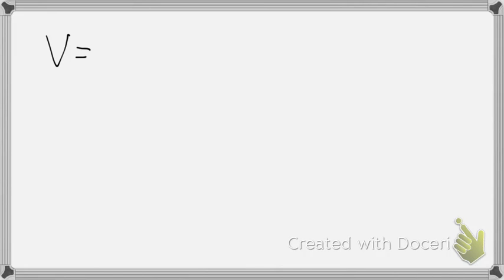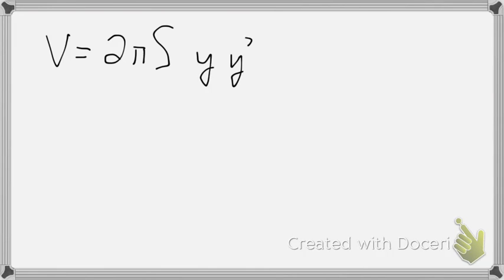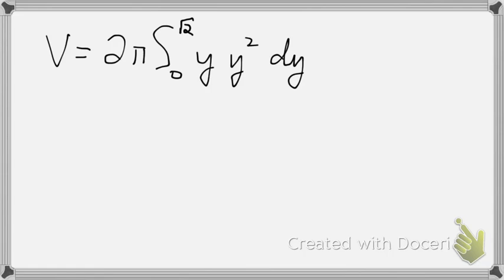So our volume here, we've got 2 pi, and then radius times height. That's simply going to be y times y squared dy. My limits of integration, zero to root 2. Here's where your little love for square root of 2 can come back and be appropriate. 0 to square root of 2. So you got 2 pi, integral from 0 to square root of 2, y cubed dy, right?